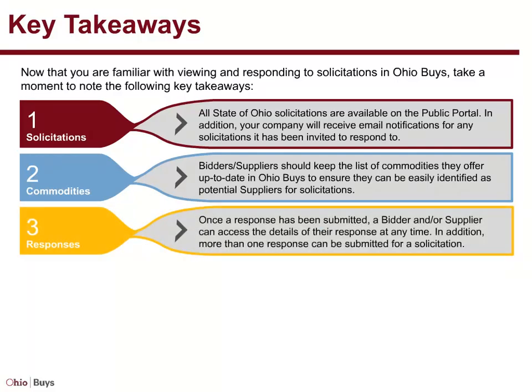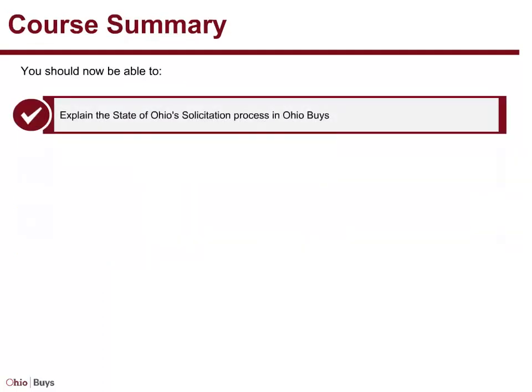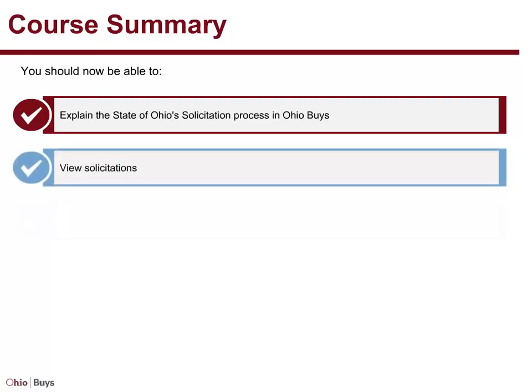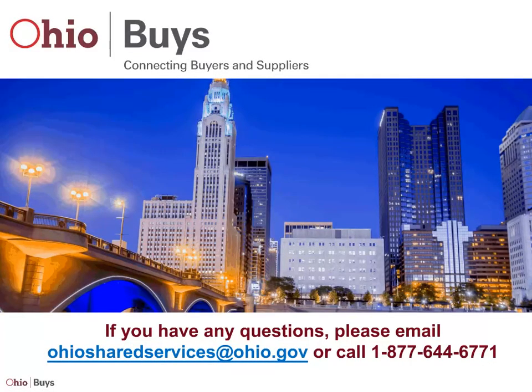Once a response has been submitted, a bidder and/or supplier can access the details of their response at any time. In addition, more than one response can be submitted for a solicitation. You should now be able to explain the State of Ohio solicitation process in Ohio buys, view solicitations, and submit responses. Thank you for taking this course.